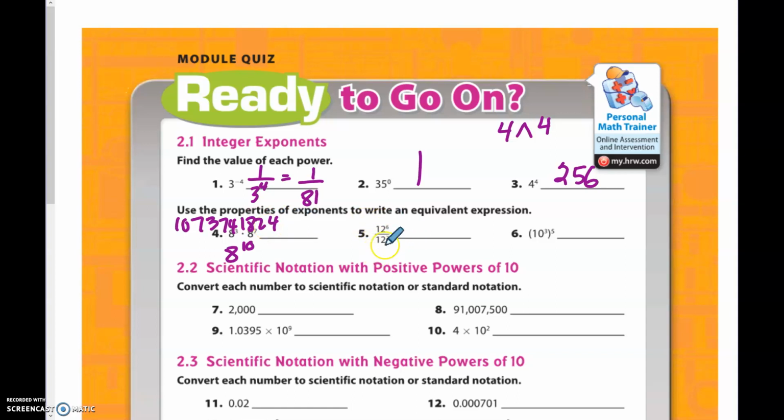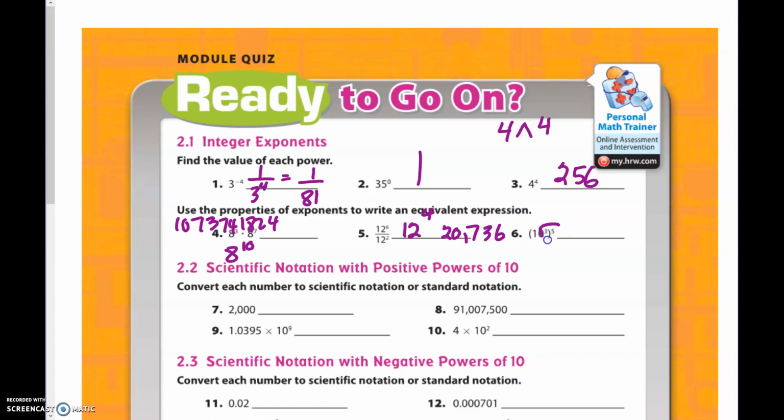All right, number 5, this is division. We have like bases, and so we're going to subtract those exponents. So we get 12 to the 4th power, and again, you're going to want to use that caret button, 12 caret 4, and this is 20,736.